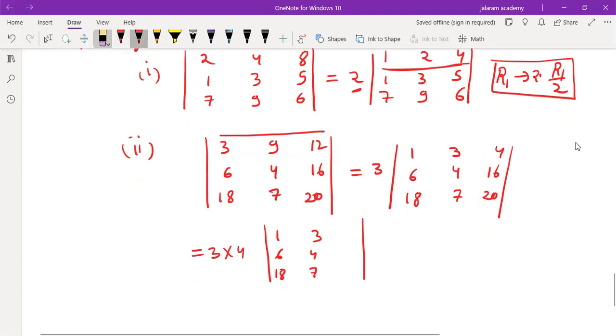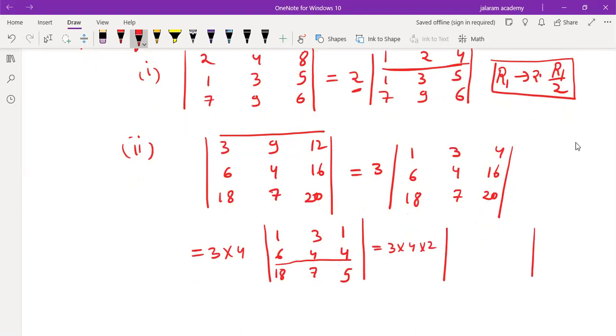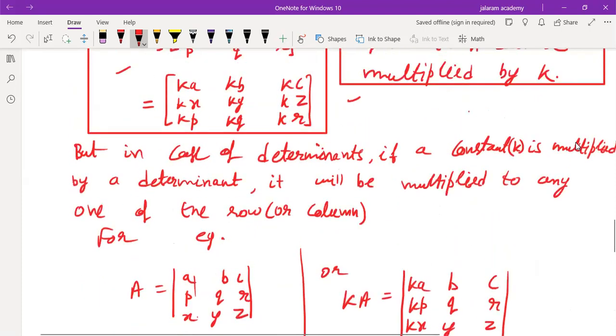This column. So 4 1s are 4, 4 4s are 16, and 4 5s are 20. Now again, if we observe the second row, 2 is common in this also. So we can again take 2 common. Taking 2 common means we are multiplying by 2 and dividing by 2. There is no need to write the rule like this. 1 3 1, 3 2 2, as we have taken 2 common. Only writing this 2 is sufficient. 18, 7 and 5. Now we can easily expand this determinant by using the first property.